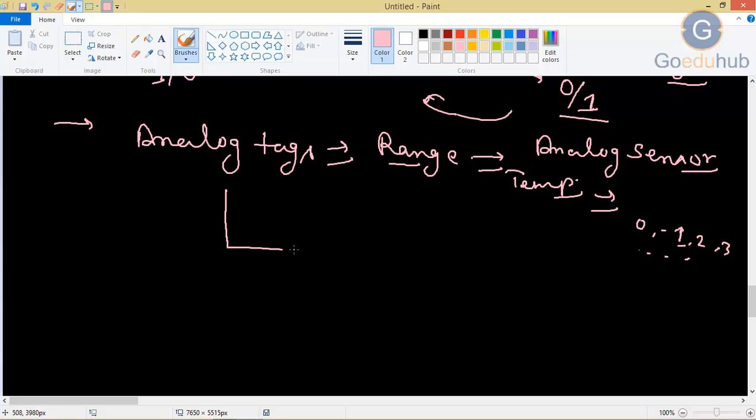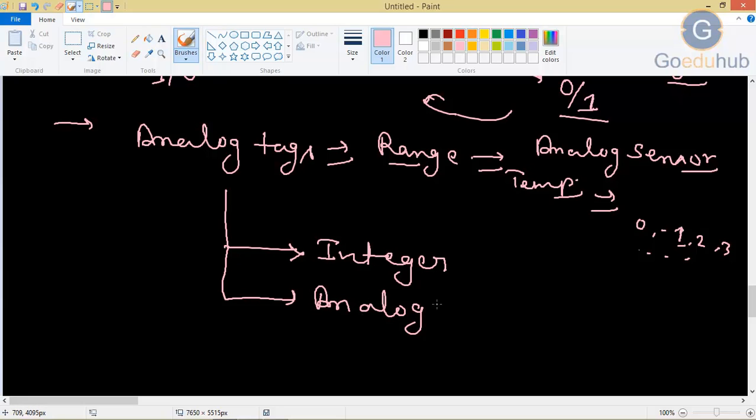Now in analog tags we have two types. First one is known as integer and second one is your analog, as you can say, real, okay. So we know what is the difference between integer number and real number. Same thing is applicable here. When you have to show float values, go for analog tags, okay, or real tags. When you have to show only whole numbers like 1, 2, 3, you have to go for integer tags, okay.